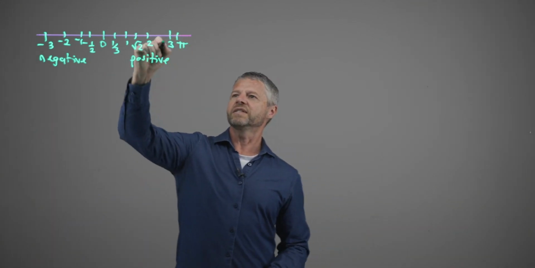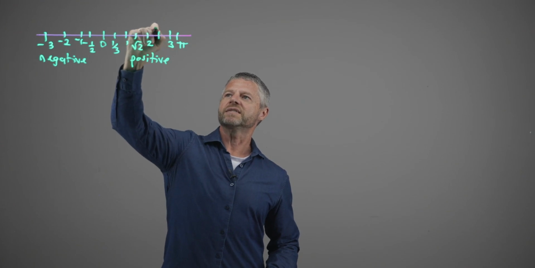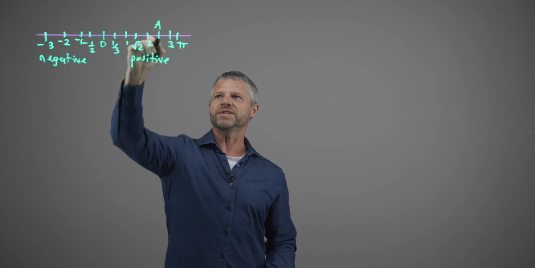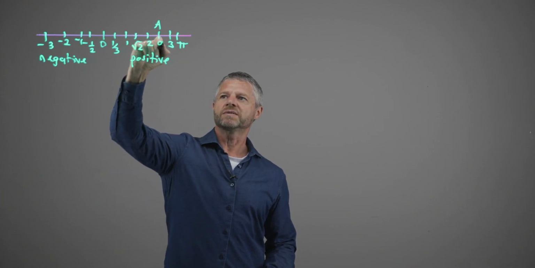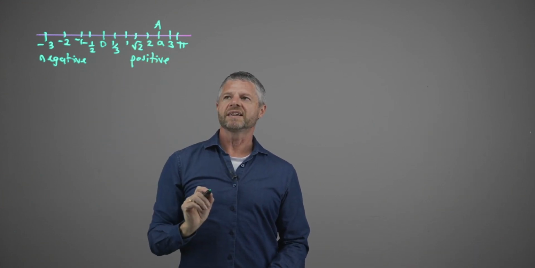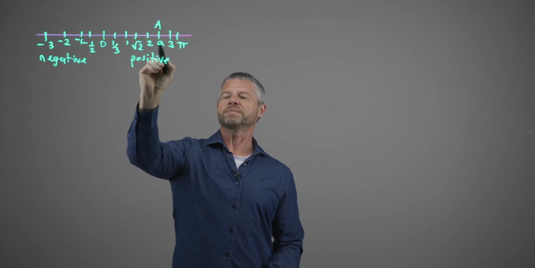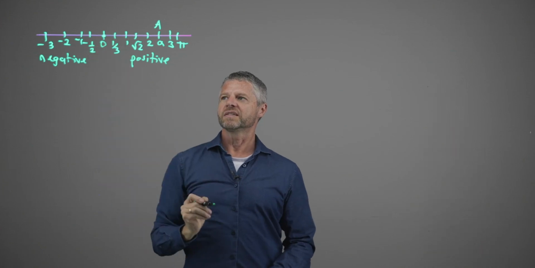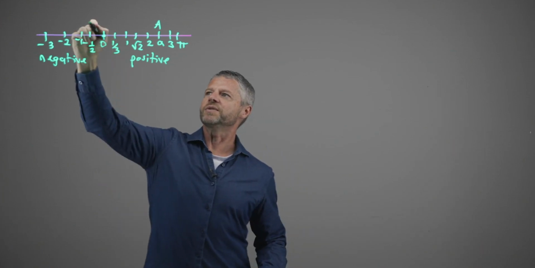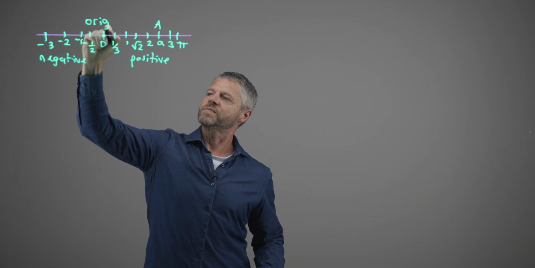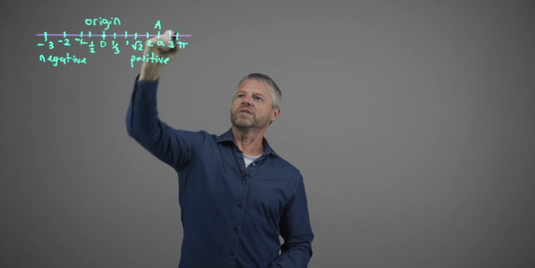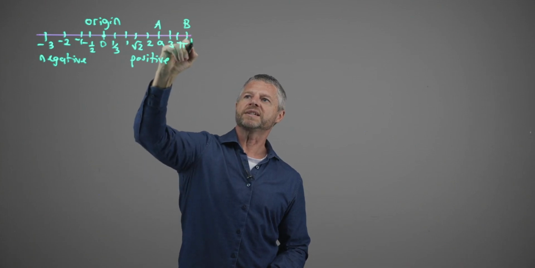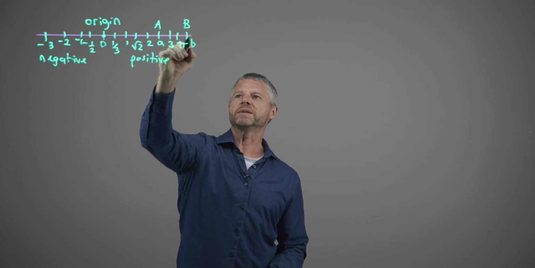In general, if I have a point, say it's labeled A, then there is a real number associated with that point, lowercase a, and that represents the distance between the point A and 0, which is referred to as the origin. So if I have another point here, B, then lowercase b would be the distance between the point B and the origin.